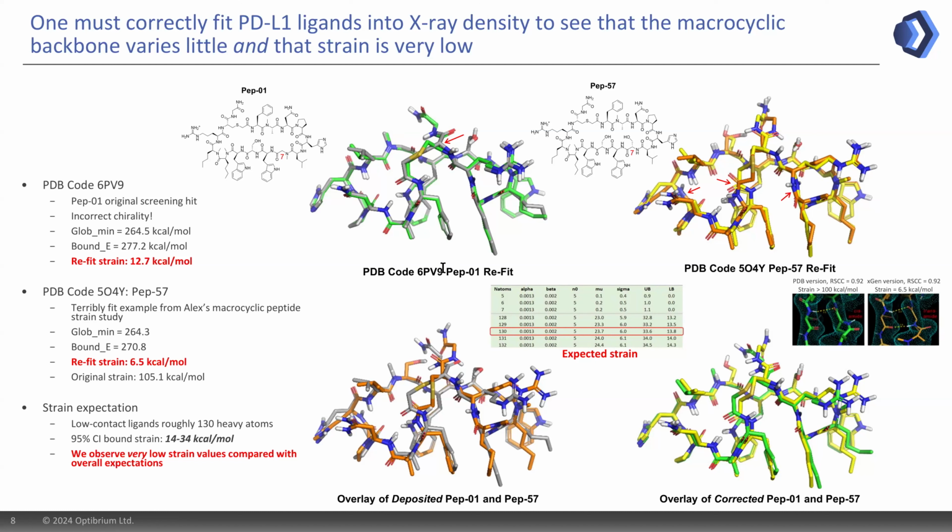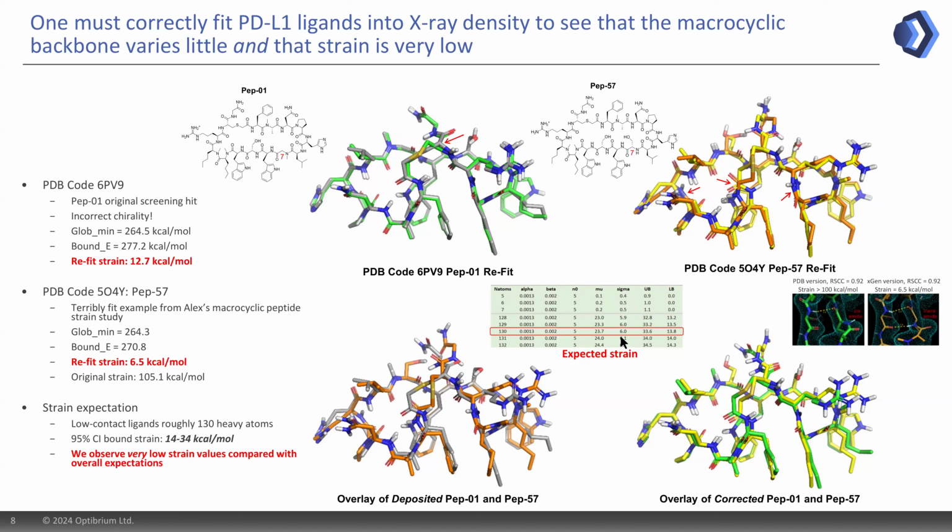In the case of peptide 1 and 6PV9, the structure was less incorrect, but an important issue was they inverted the chirality on one of the pendant side chains that actually sticks up into solvent. And that has a pretty significant effect on the geometry of the bridge here. After you fix everything, though, everything turns into a nice copacetic story between these two different peptides. The strain is very low.